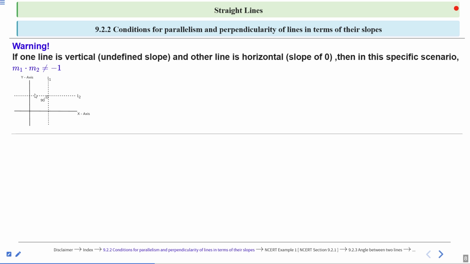And here you can see the L2 line. L2 is basically a horizontal line, and the slope of the line L2 is 0. So in this case, you can see the product of the slopes of L1 and L2 does not equal -1. So note this point.